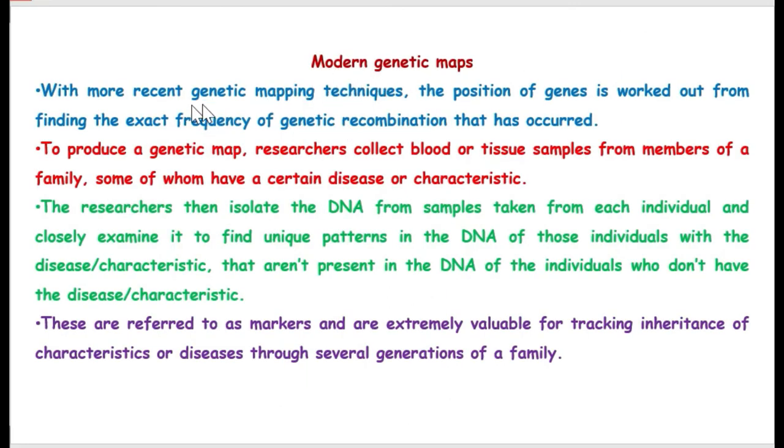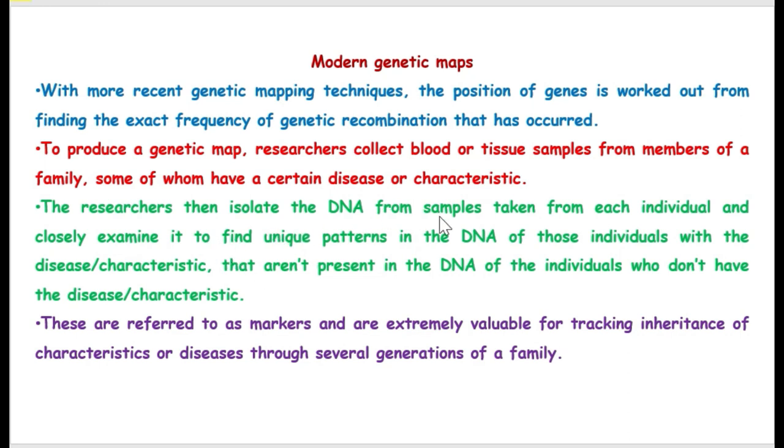So modern genetic maps are based on the genes, on pedigree analysis, and on DNA markers that we just discussed. With more recent genetic mapping techniques, the position of a gene is worked out by finding the exact frequency of genetic recombination that has occurred. To produce a genetic map, researchers collect blood or tissue samples from members of a family, some of whom have certain disease characteristics. So these blood samples are collected.